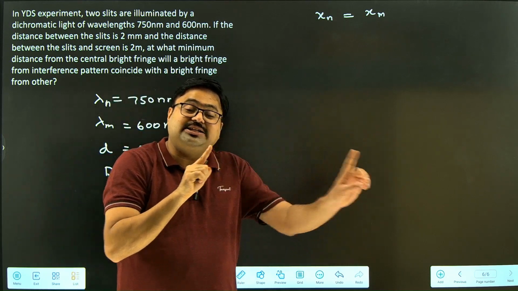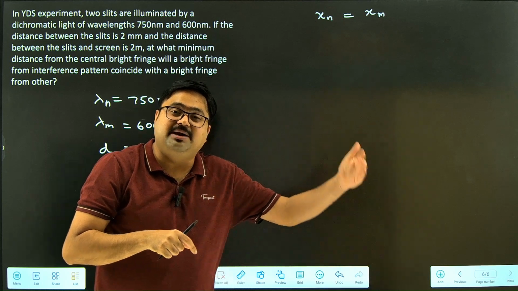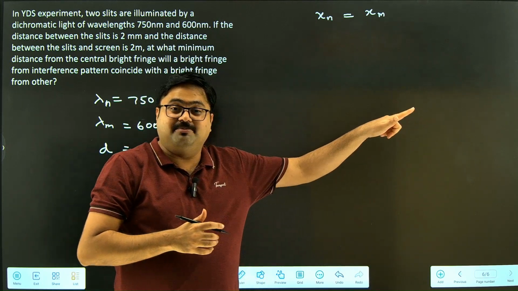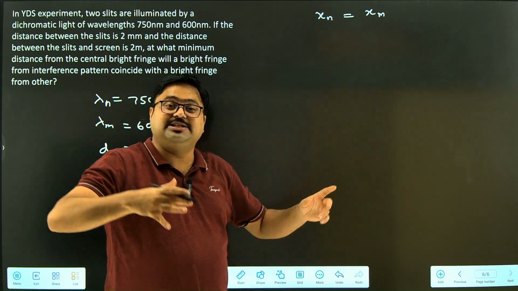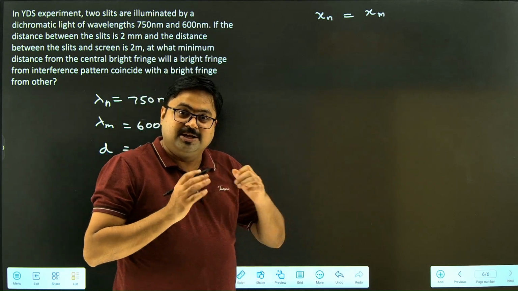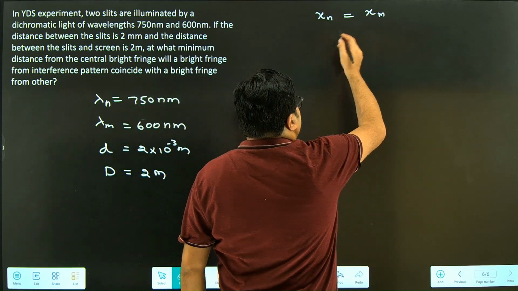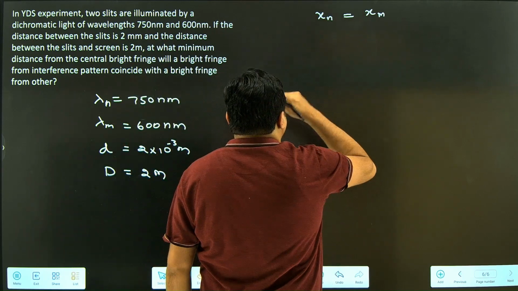Only when these two distances are equal do they coincide. Only when they coincide will the distance be the same. Of course, the first coincidence will occur with the central bright fringe. This is the next one, and you can have more of these as you go further in the fringe pattern.